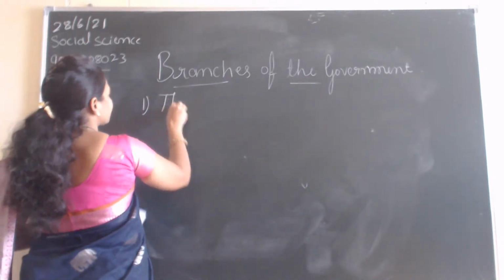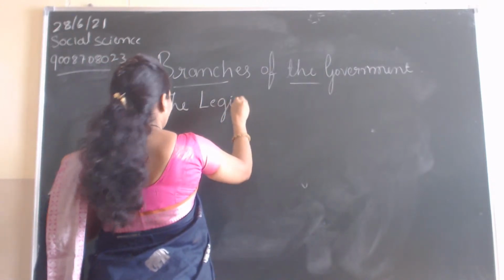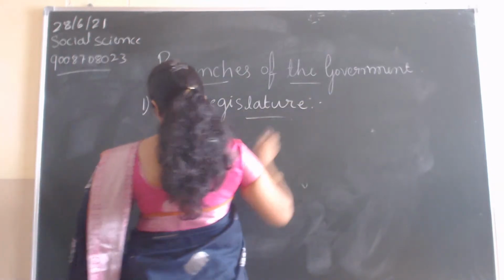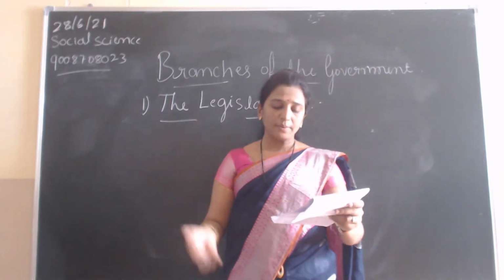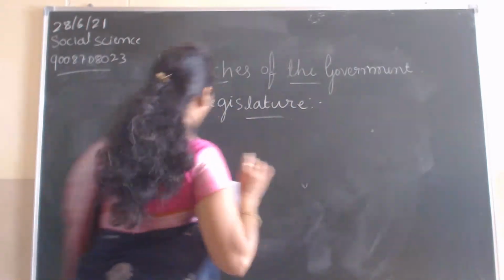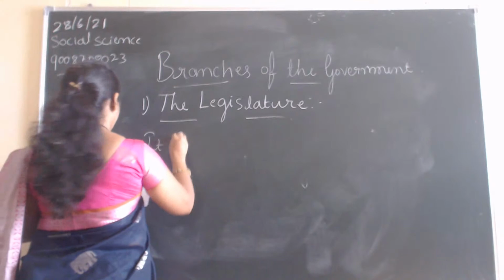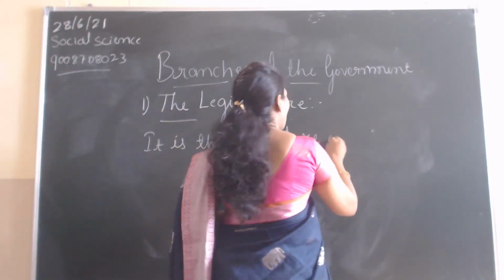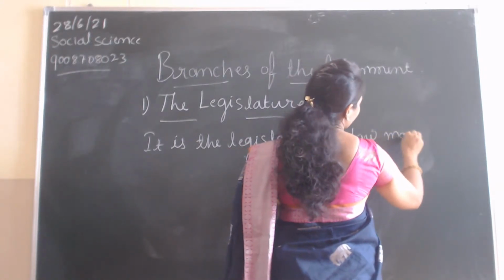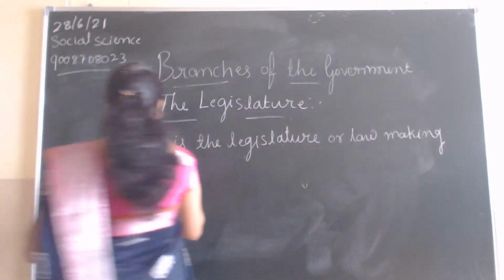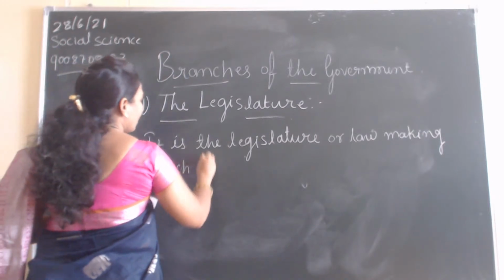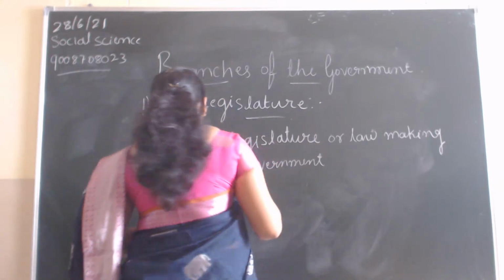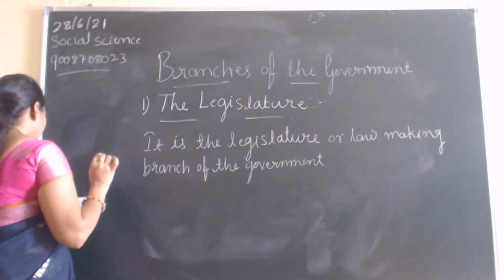First one, the legislature. What we have to learn in this is that it will make the laws and approve the presidential appointments, and there will be two senators from each state. The legislature is the law making branch of the government.